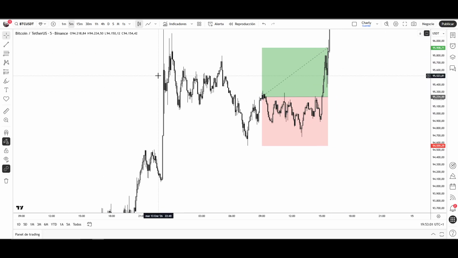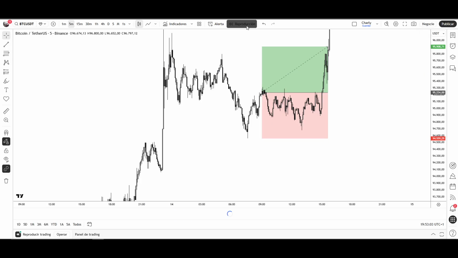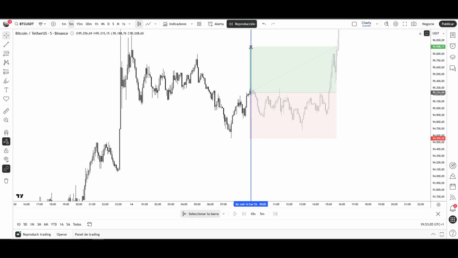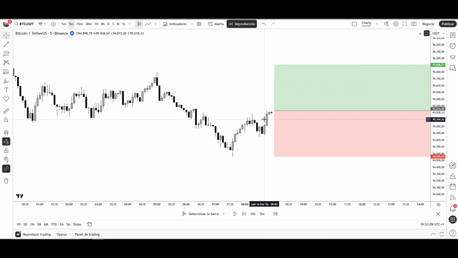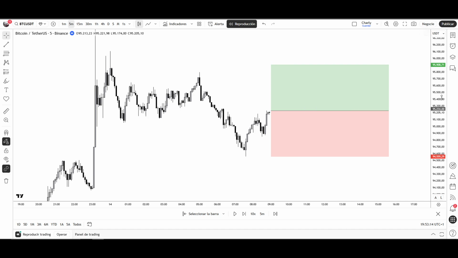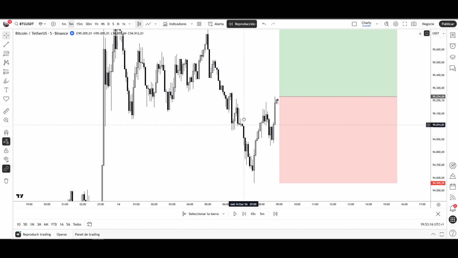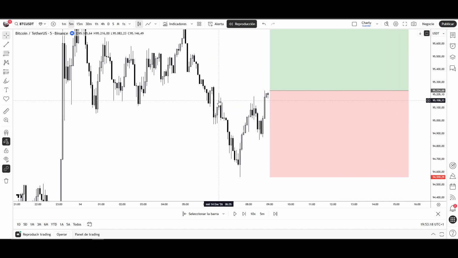So basically, let's put the replay mode again at 9 a.m. as always, so we can go back to the exact moment when we started the session. 8:55 a.m. exactly, before the session starts. And it's very important that we understand the whole setup because the idea actually went active straight with the opening candle.